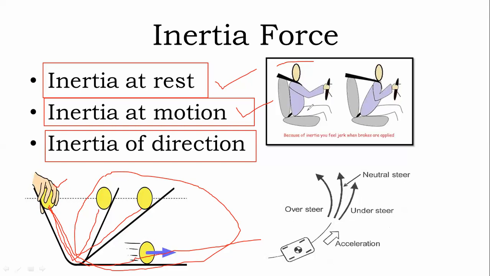So these two motions: when the brake is applied, we lean forward. When the vehicle suddenly accelerates, we move backward. These movements are not due to the vehicle movement. These are due to the presence of inertia force.